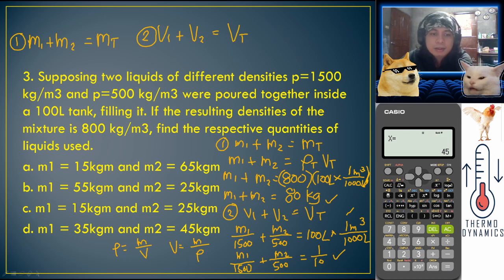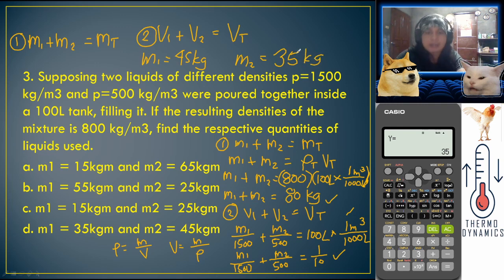Ayan, so lagay na natin dito M1 equals 45 kilograms, and then M2 is equal to what? Pindot pa, isa pang pindot. Equals pa. Equals, we have 35. So, definitely, yan. 35 kilograms. Easy. So, ano sagot natin? We have letter D. So, sir, pag baliktad, okay lang yan. Designation lang po yung nabago, pero yung sagot, yun pa rin.